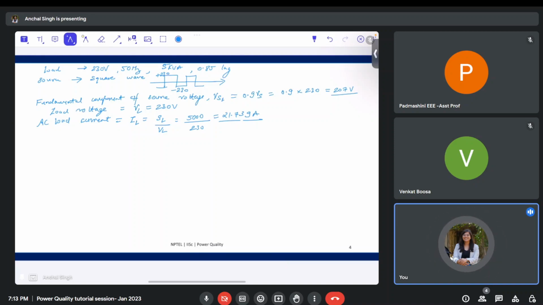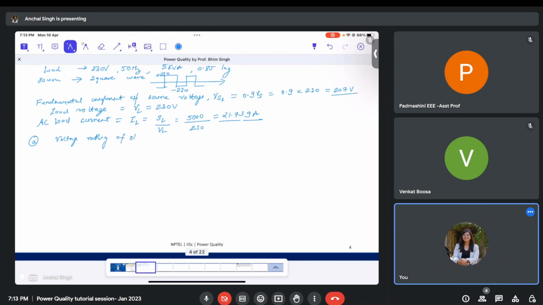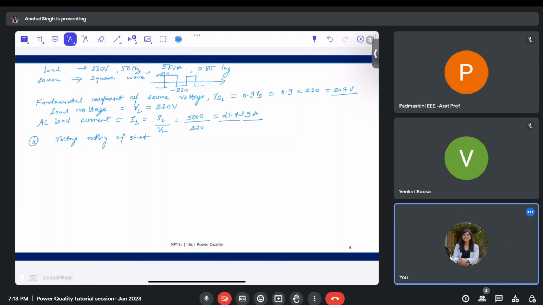Okay. Now, if you talk about the first part of the system, that is the voltage rating of the shunt element, it will be equal to the load voltage. Let me call the voltage rating of the shunt element VFSH, V filter shunt. And this will be equal to the load voltage, which is equal to 230 volt. Now, the second part is calculating the current rating of the shunt element.